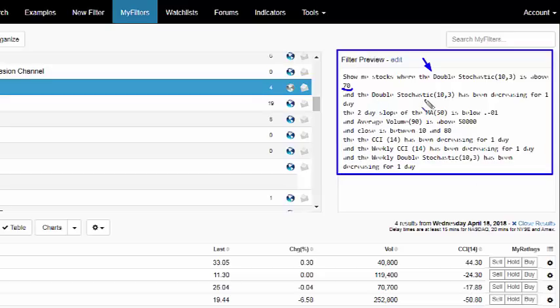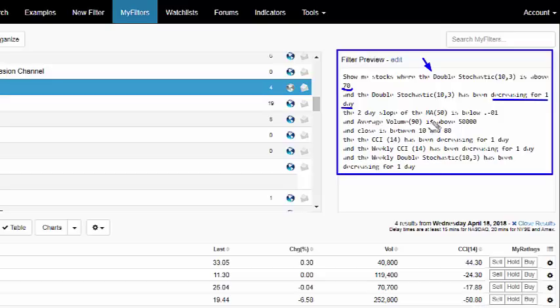Then we want to make sure that not only is it at a high level, but it's angling down. So it's been decreasing for 1 day. We're looking at a daily chart here. So it's now gone up to a very high level, the infamous overbought level, and is now sloping back down. Okay, so that's indicator number 1.